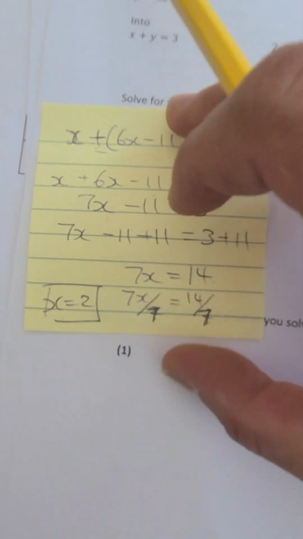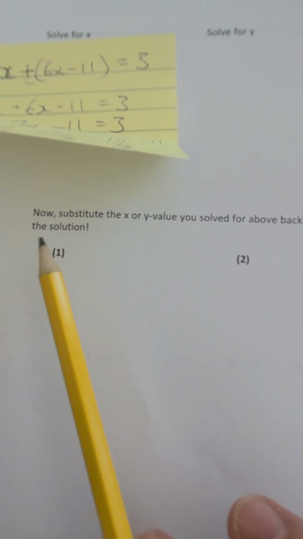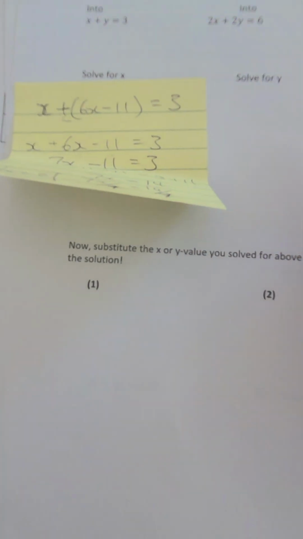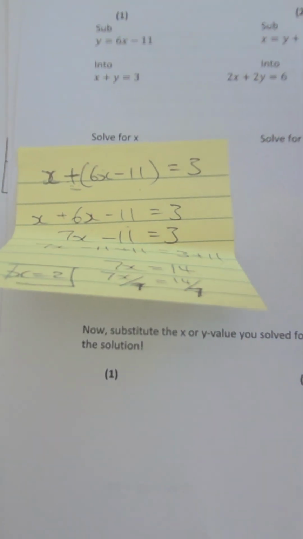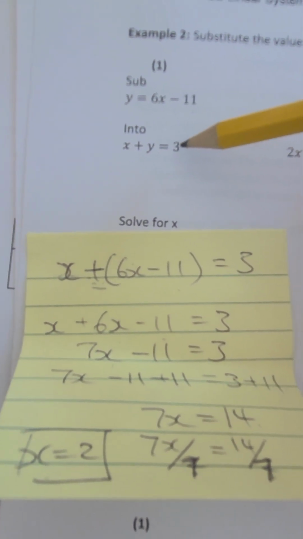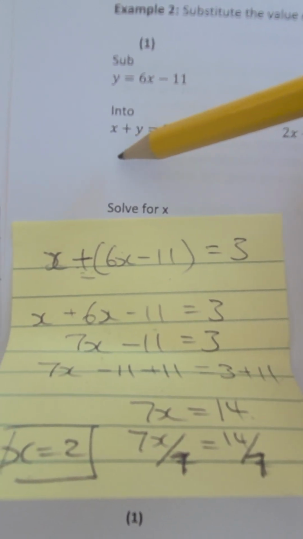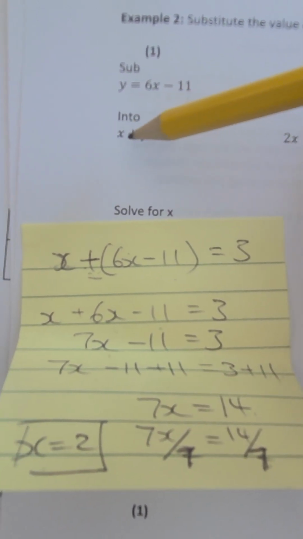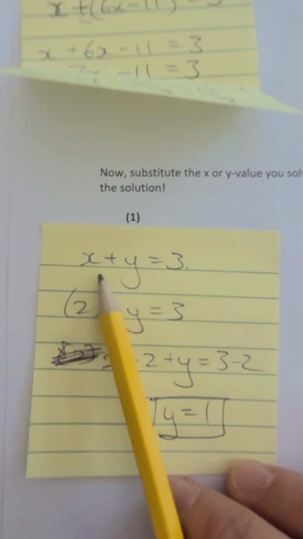Now what you are to do is substitute the x or y value back into any equation of the pair to solve for the other letter. If you look back at the two equations that we originally started with, this one would be much easier to solve because you're really talking about x plus y. You don't need to do anything to this x here. So that's exactly what I chose to do over here.